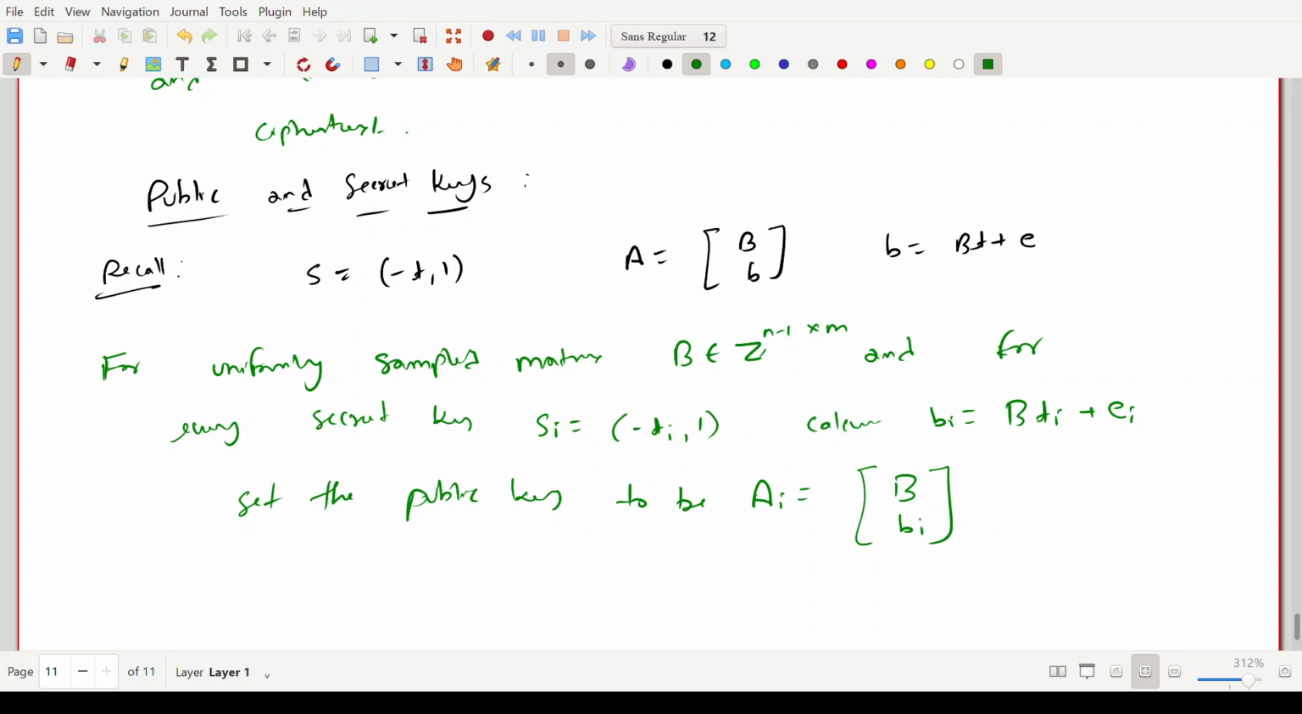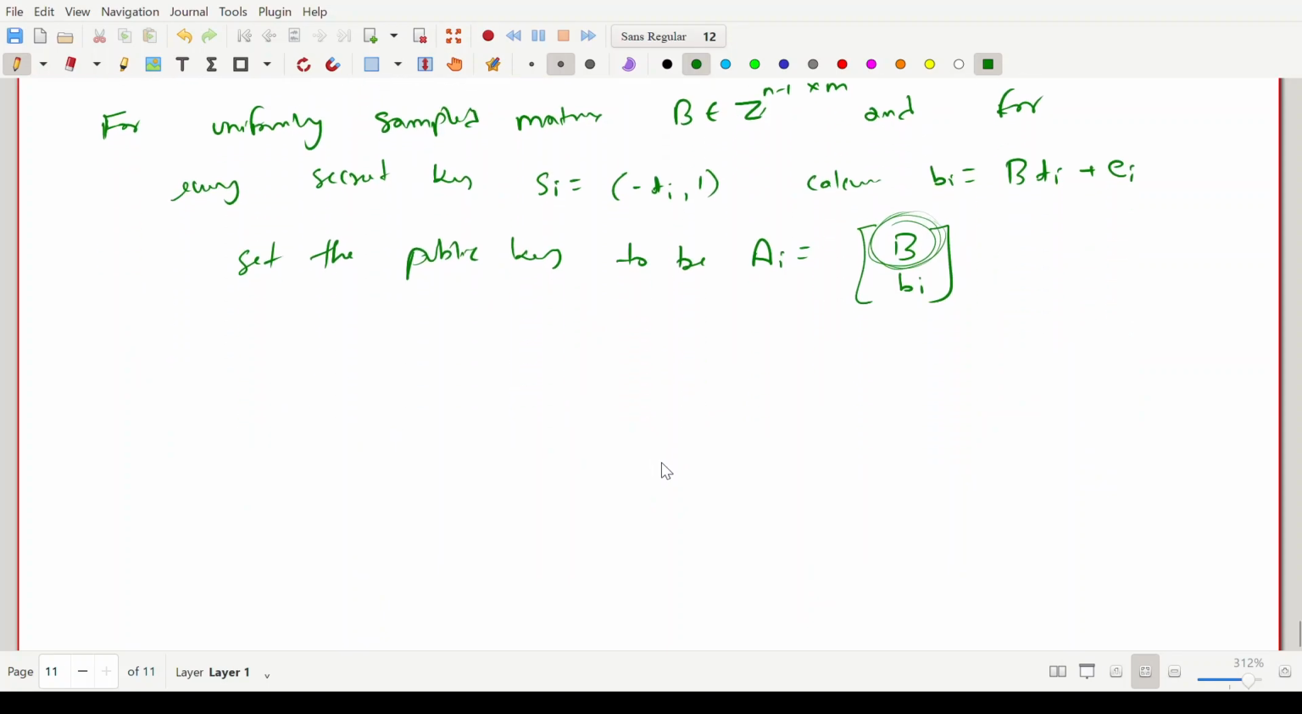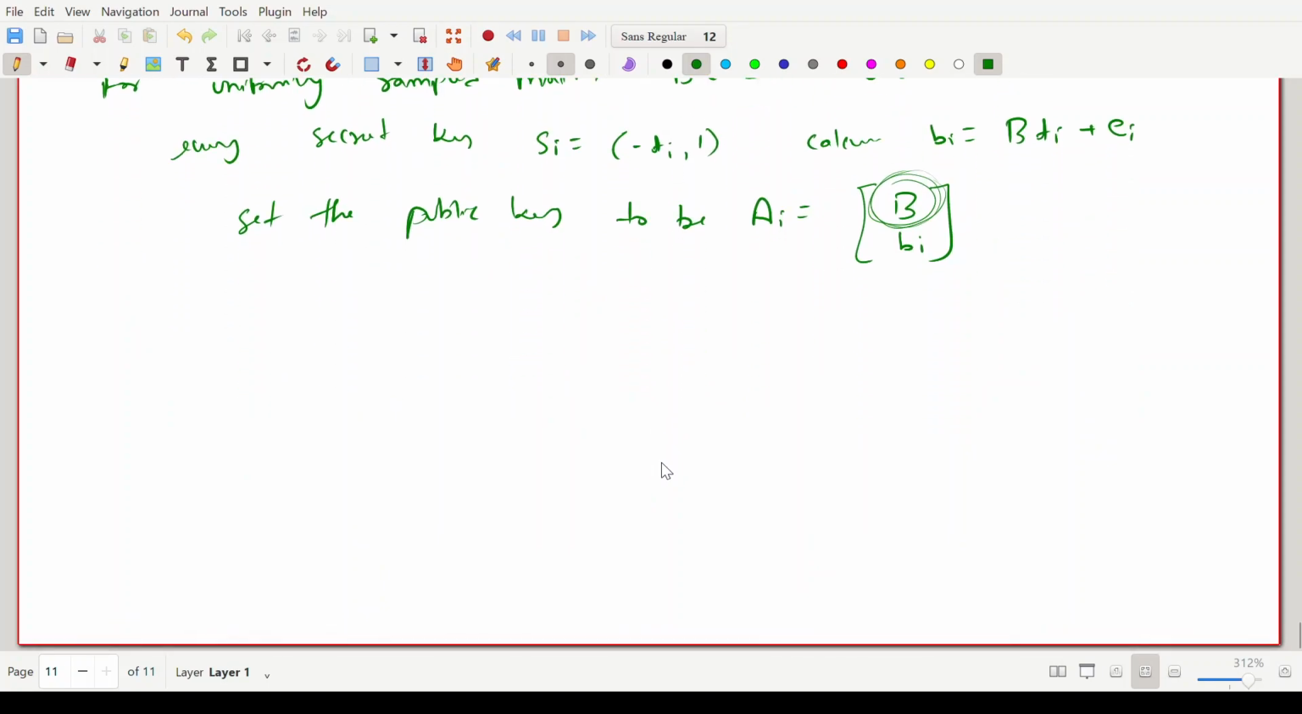Do you see what is special here? Each of the parties has these n-1 rows the same. This part is the same for each of the parties. Only the last row is different, which depends on your secret key. Okay, now how do you expand the ciphertext? This was the first part, public and secret key is done. Everybody has their public key and secret key. Next part is expanding the ciphertext.